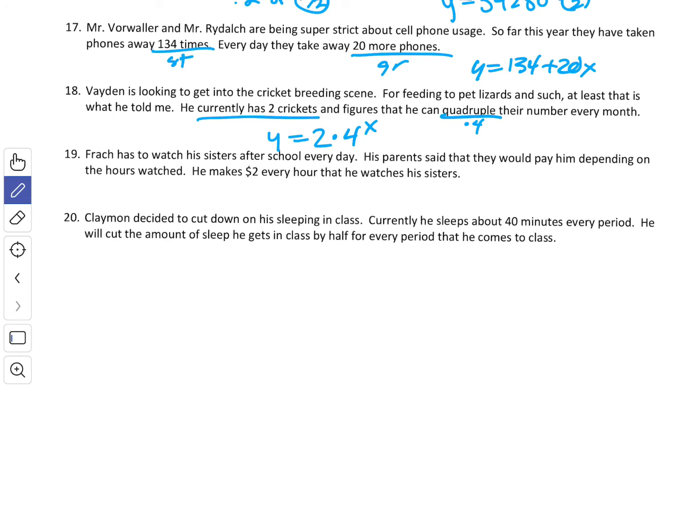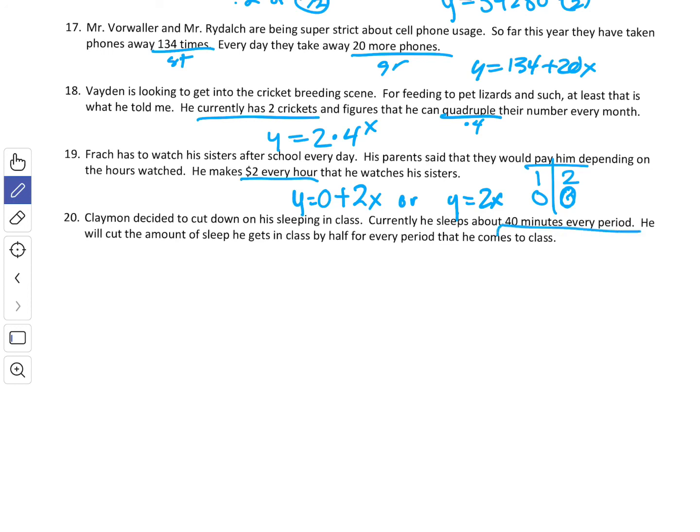Frack has to watch his sisters after school every day. His parents said that they would pay him depending on the hours watched. He makes $2 every hour that he watches his sisters. So we're adding 2 every hour, so I know it's plus 2x. But what's my start? Well, think about it this way. If you did it for 1 hour, you'd make $2. If he did it for 0 hours, he would make no money. So that's my start. So 0 plus 2x, or I could just leave it y equals 2x. That would work as well.